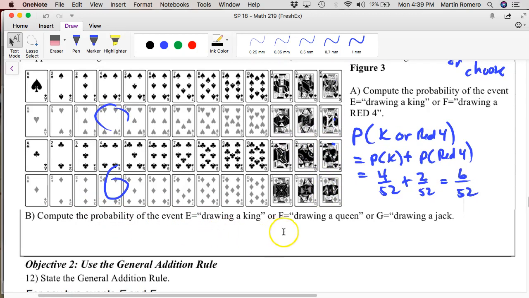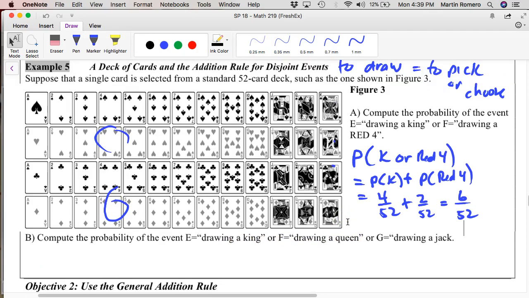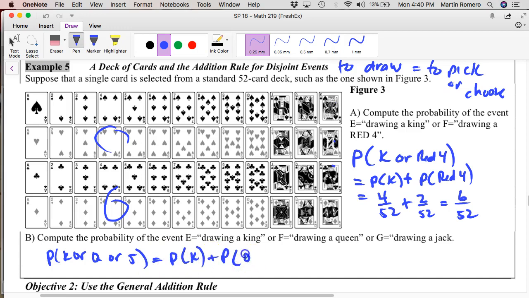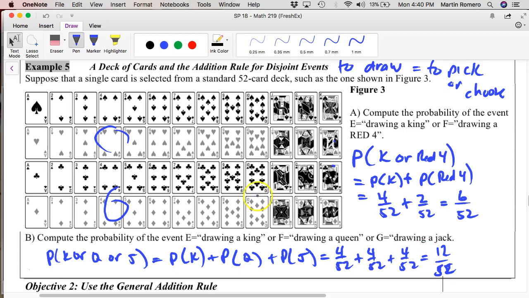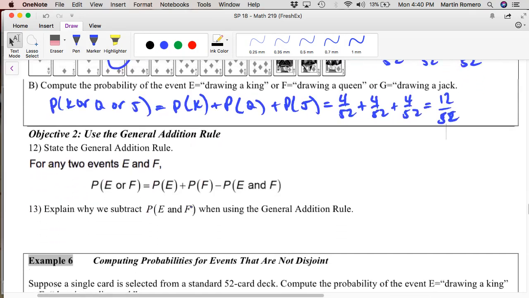Compute the probability of drawing a king or drawing a queen or drawing a jack. In this case, we would use the probability of a king or a queen or a jack. It's just the sum of those probabilities separately, because these are disjoint events. The probability of a king is 4 out of 52. The probability of a queen, there are 4 of them, 4 out of 52. The probability of a jack is 4 out of 52. So that's 12 out of 52 is the probability of picking a king, queen, or jack. Okay, and then let's look at, again, that was more the general.